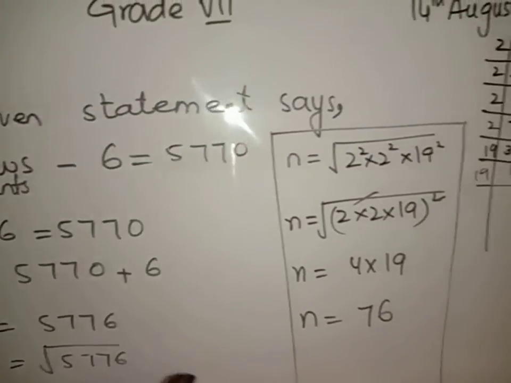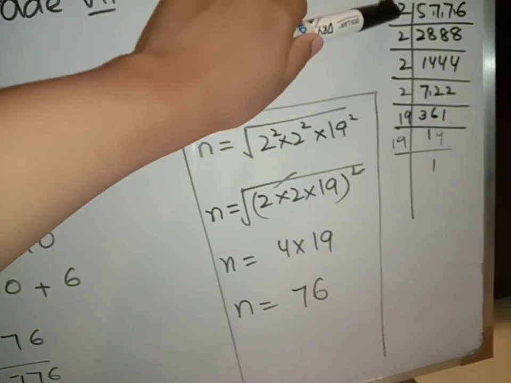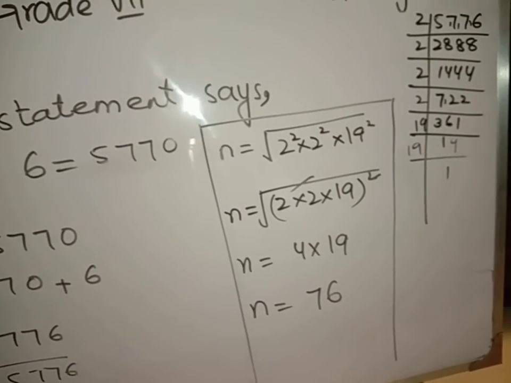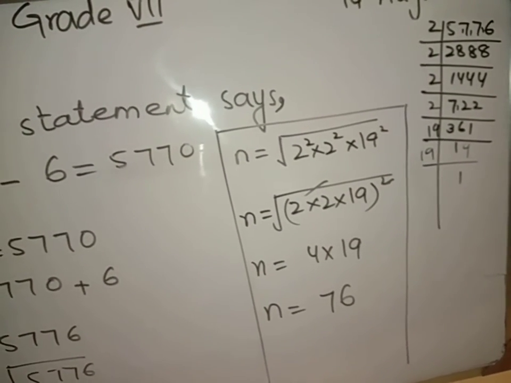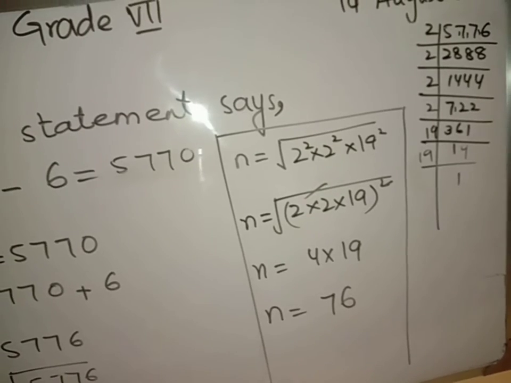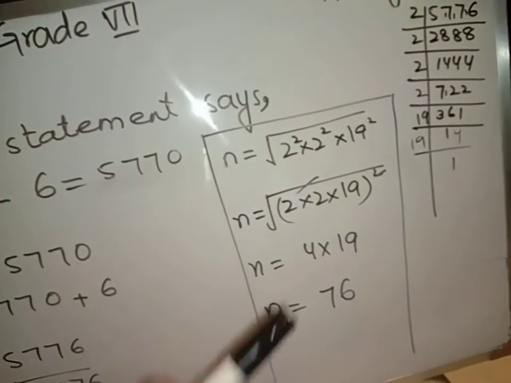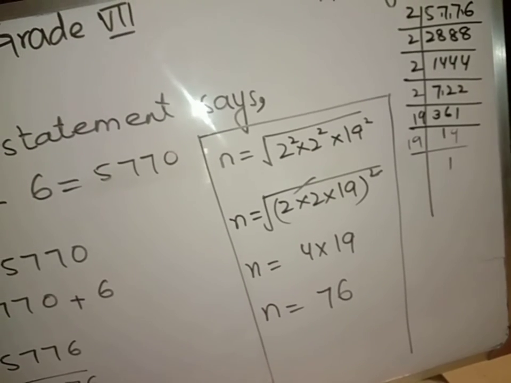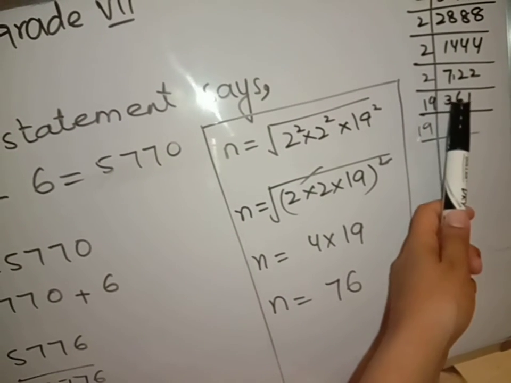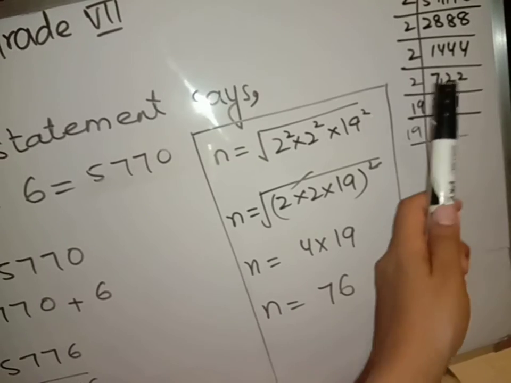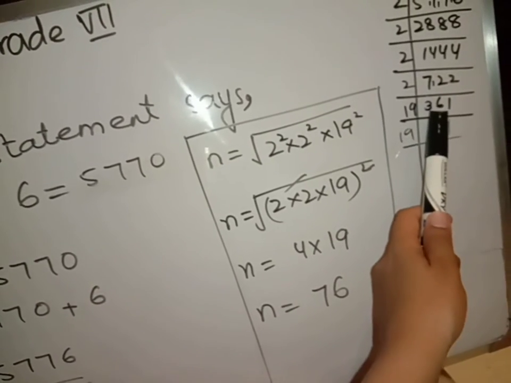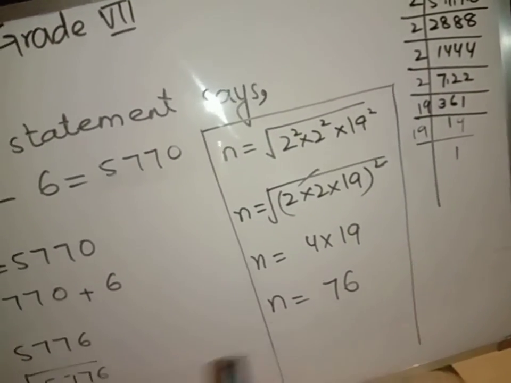Square root: 2 2s are 4, 2 8s are 16, 1 carry, 2 8s are 16, and last 2 8s are 16. 2 1s are 2, 2 4s are 8, 2 4s are 8, and 2 4s are 8. 2 7s are 14, 2 2s are 4, 2 2s are 4, 2 3s are 6, 1 carry, 2 6s are 12, 2 1s are 2, and 19 19s are 361, so 19 1s are 19.